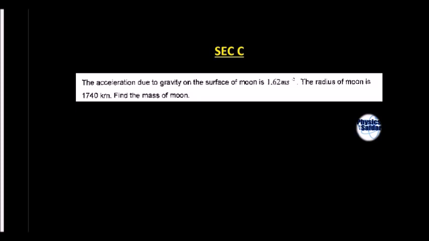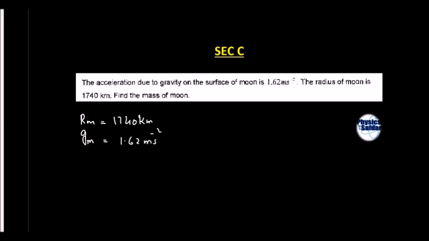First write information given and required. Radius of the moon is given, so you can write like this. Radius of moon is equal to 1740 kilometer. The value of gravitational field strength on moon is given, 1.62 meter per second square. So you can write g at moon is 1.62 meter per second squared.